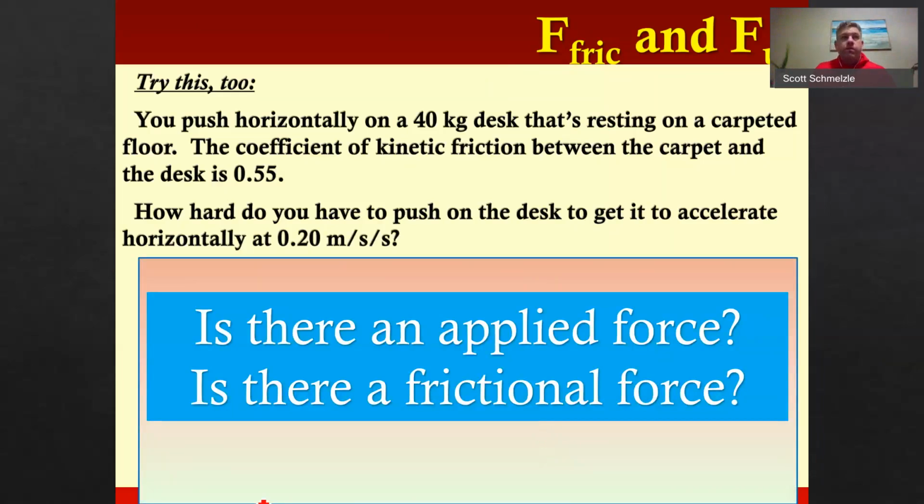Yeah, right? The way that we know there's an applied force is you push. You are the applied force, right? On the previous one, we didn't talk about us pushing or the car pushing or whatever pushing. So this one, for sure, there's an applied force. Is there a frictional force? Absolutely. We've got a coefficient of kinetic friction right there.